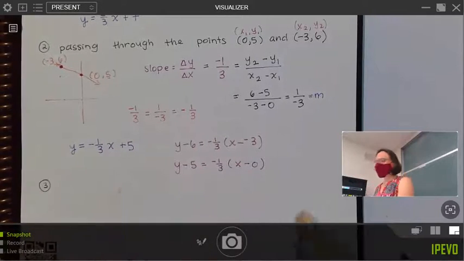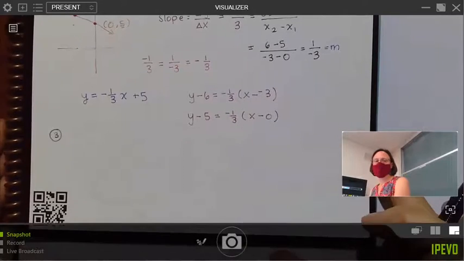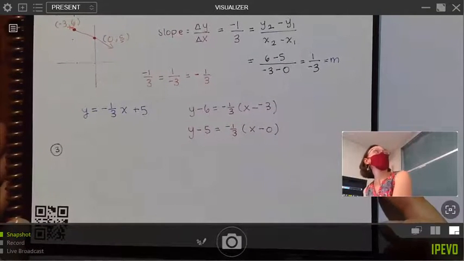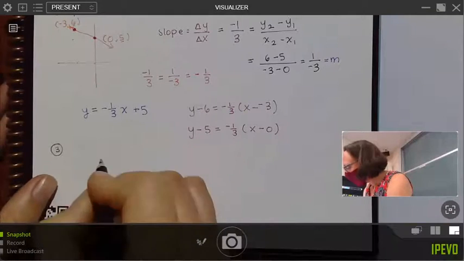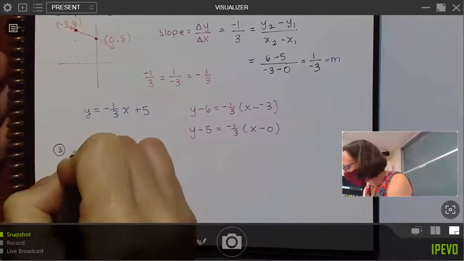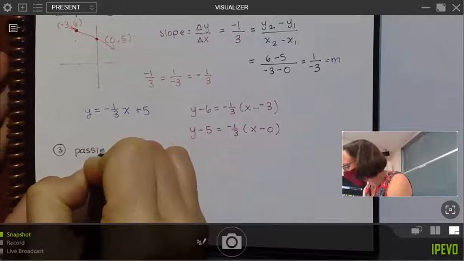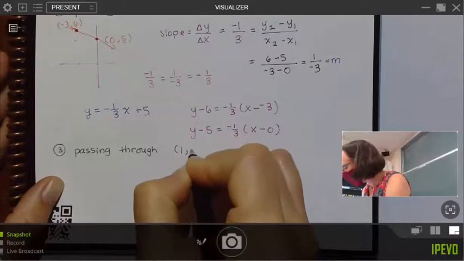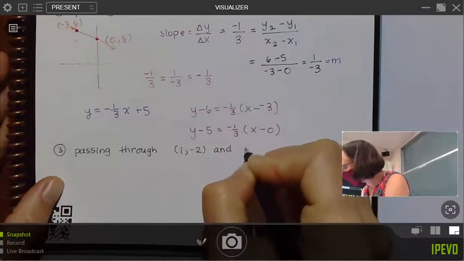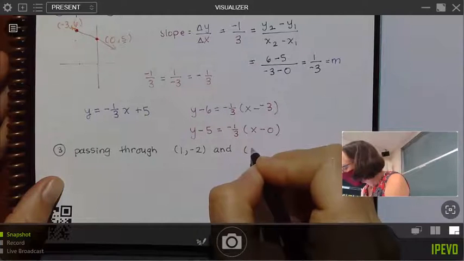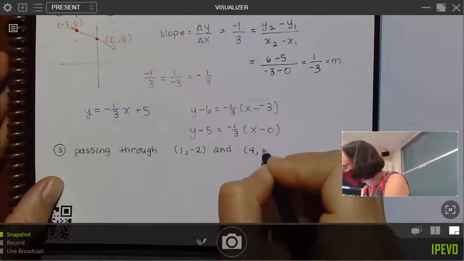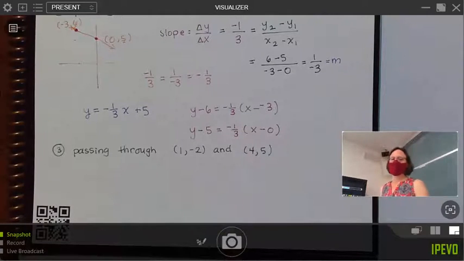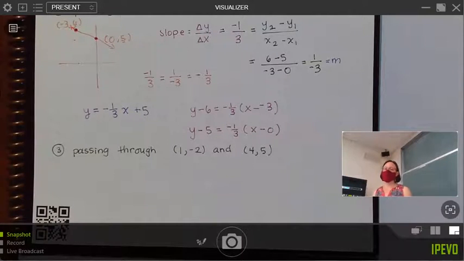I'm going to give you one more to try on your own. And this time, we're going to have the line that is passing through (1, -2) and (4, 5). You do not have to draw the picture. I'm just asking you to write the equation of a line. And you can pick which form for the equation of a line you want to use.